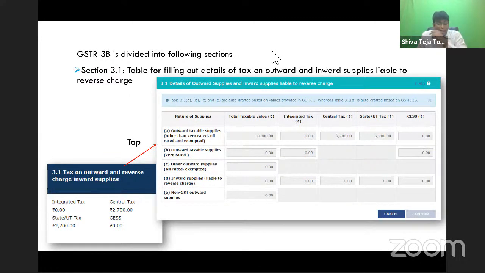So what has happened is that GTA opted for 5%. Now who is liable to pay GST on that? Shivateja Limited is liable to pay GST on that under reverse charge mechanism. Now Shivateja Limited will show that value of inward supplies liable to reverse charge under 3.1d. I hope we are clear. Your question is answered. Next question.